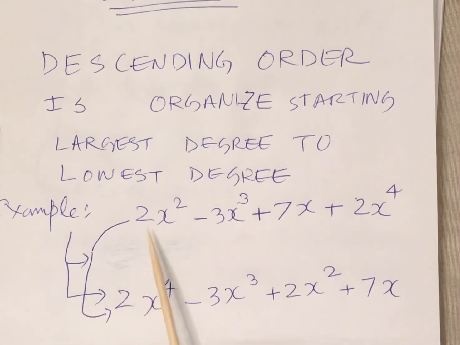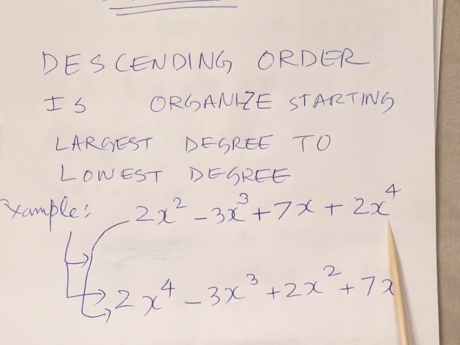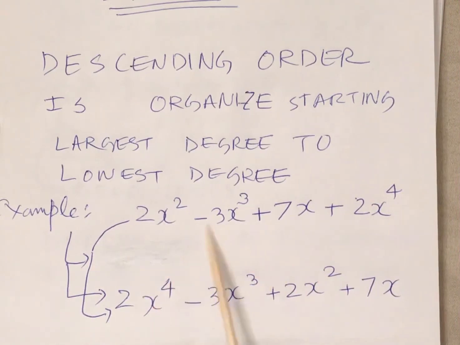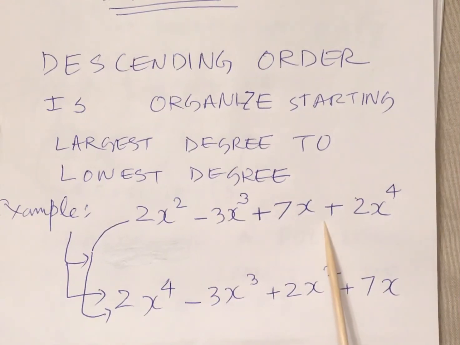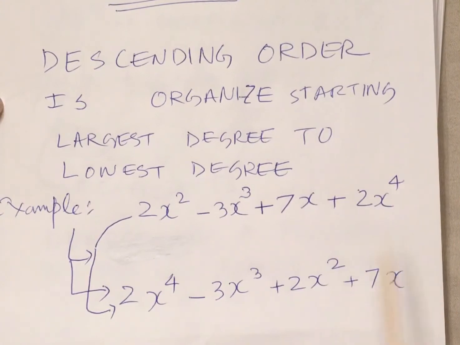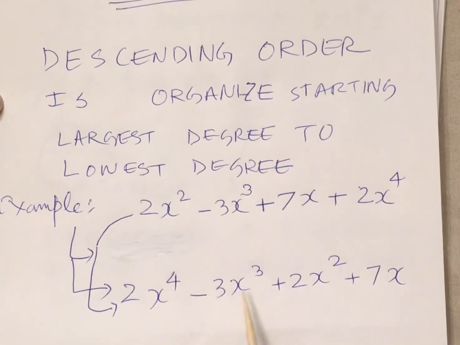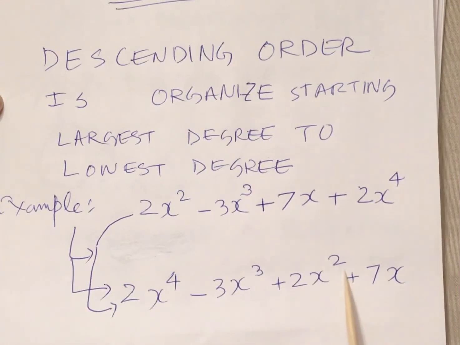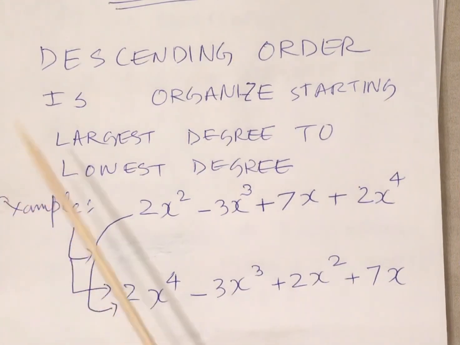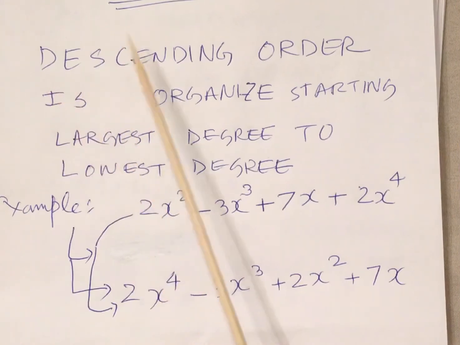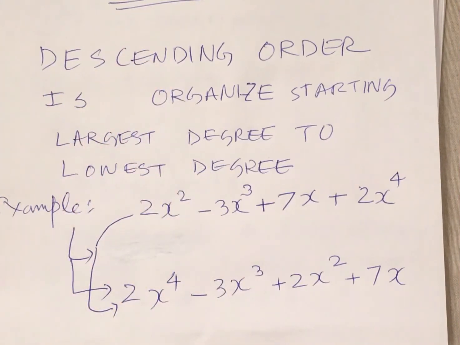I'm repeating again. The example here is 2x squared minus 3x cubed plus 7x plus 2x fourth. So we start with 2x fourth, then minus 3x cubed plus 2x squared plus 7x. That ends section 3 of chapter 4.